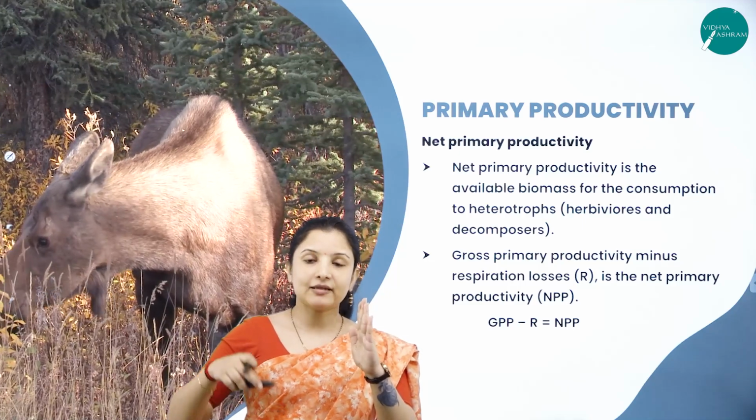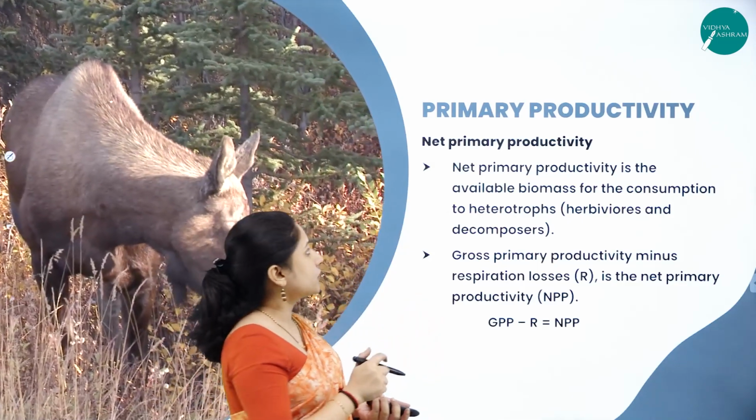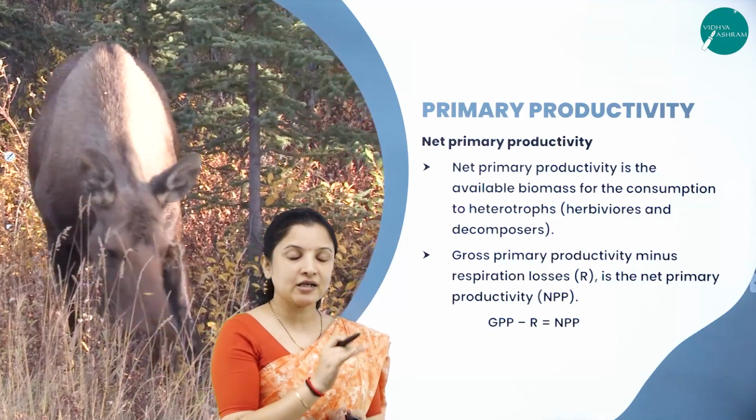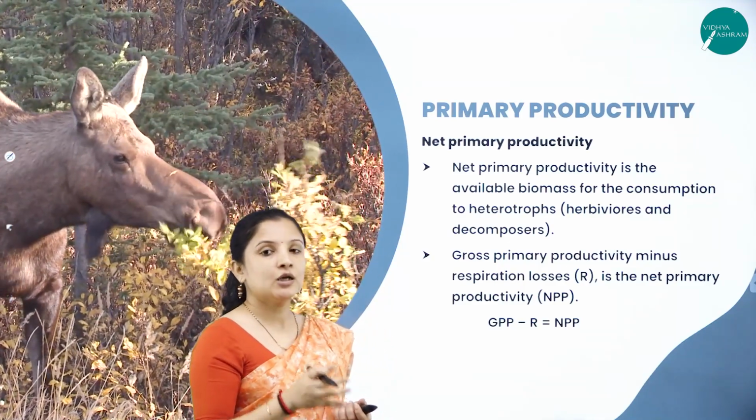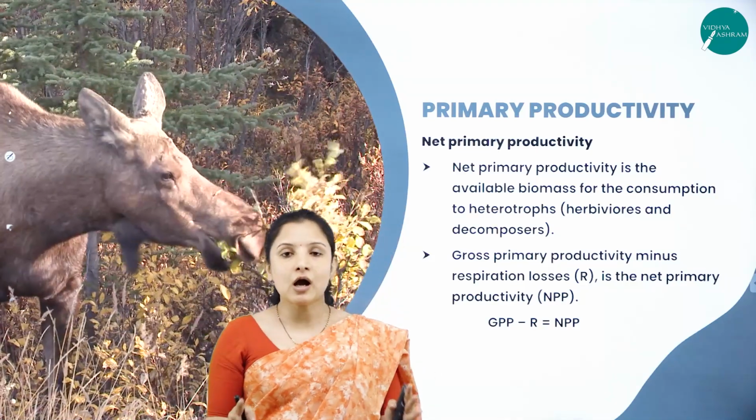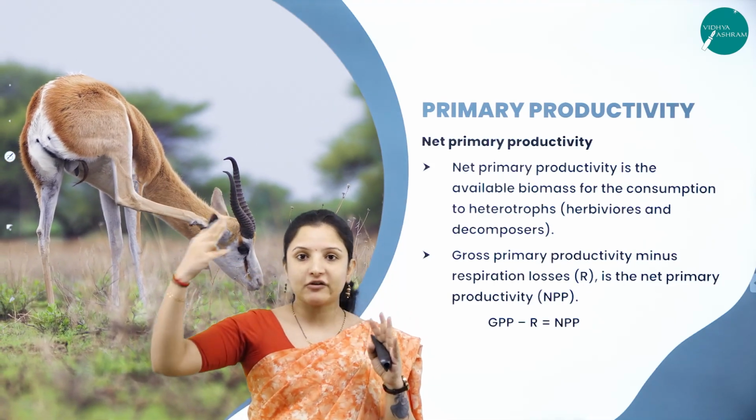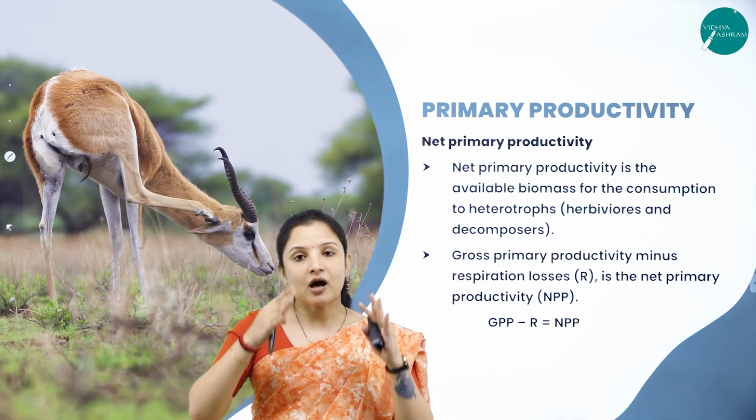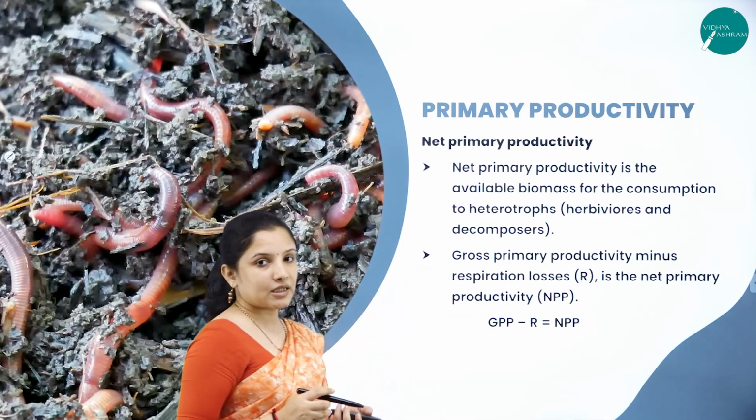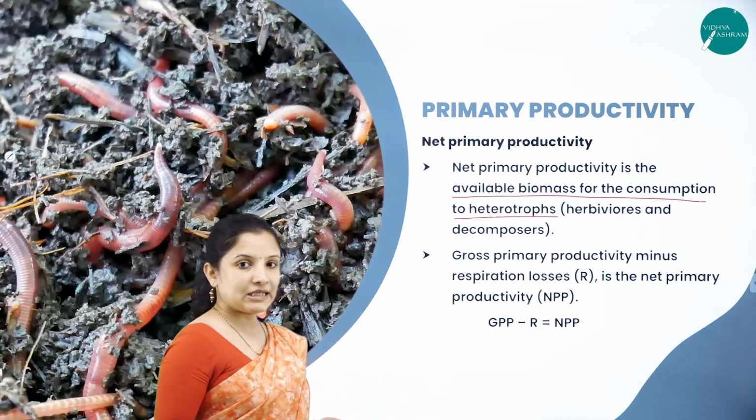Now the heterotrophs that are there, that is the zooplanktons or the animals, will feed on the autotrophs. When they feed on the autotroph, what is the available biomass? How much energy is left in the plant at the time the animal is feeding on it will give you the value of the net primary productivity. Understood, right? Gross primary productivity means overall how much energy the plant has produced. Once the energy is produced, some of it would have been lost. The remaining energy, how much has been utilized by the heterotroph, is called the net primary productivity. So net primary productivity is the available biomass for consumption to heterotrophs, be it the herbivores or the decomposers as well.